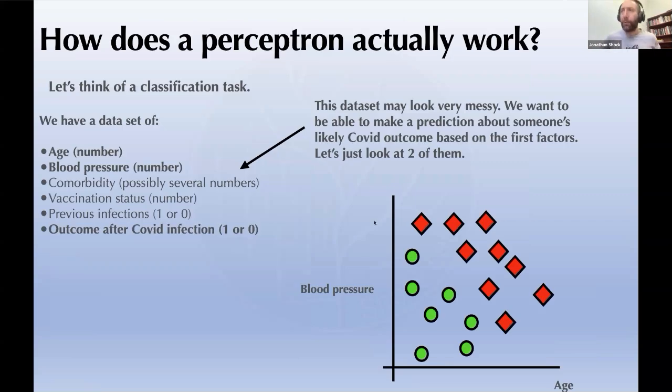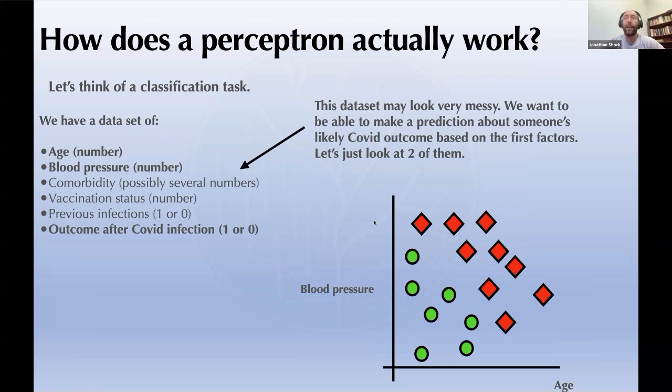So I just want to go through a very simple example of this, a much more simplified case. But we can ask, what's really happening with the perceptron? We can think of it this way. Let's say we have a classification task.